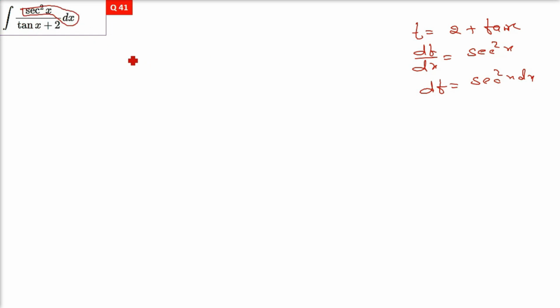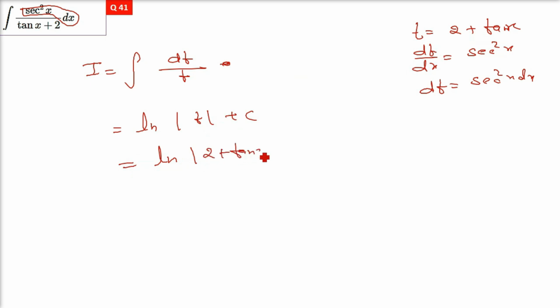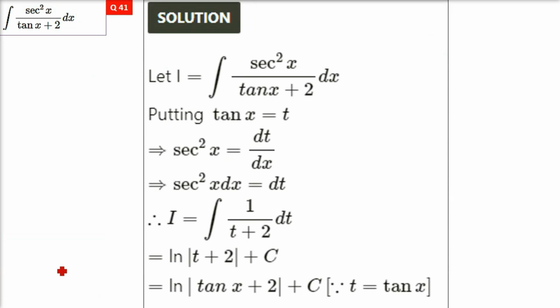So you get this. So integration will be equal to integration of dt divided by 10x plus 2, or 2 plus 10x, which is t. So the integration is ln modulus of t. T was 2 plus 10x or 10x plus 2. So now write it like this, ln modulus of 2 plus 10x plus c. So this is the solution I was talking about. It's a straightforward one, but don't forget about this let and putting, etc.